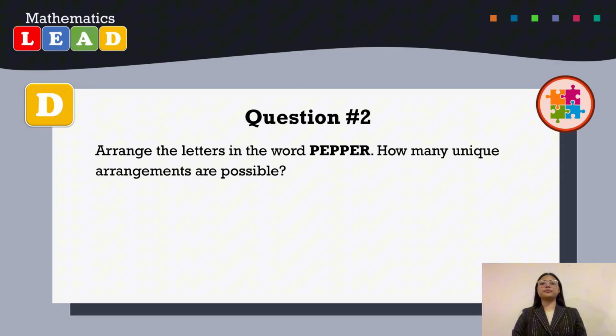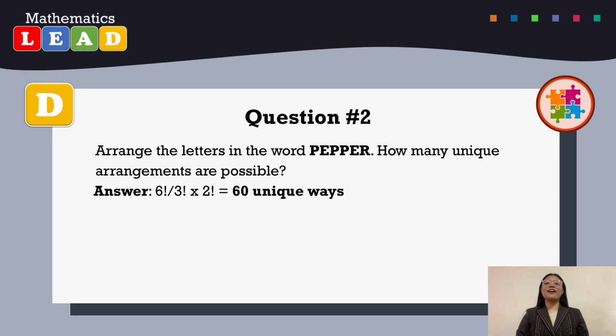Question number 2. Arrange the letters in the word pepper. How many unique arrangements are possible? Notice some letters repeat. Which formula do we use? The answer is 60. So there are 60 unique arrangements.